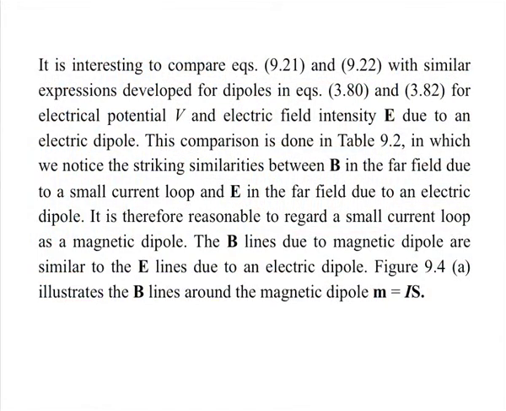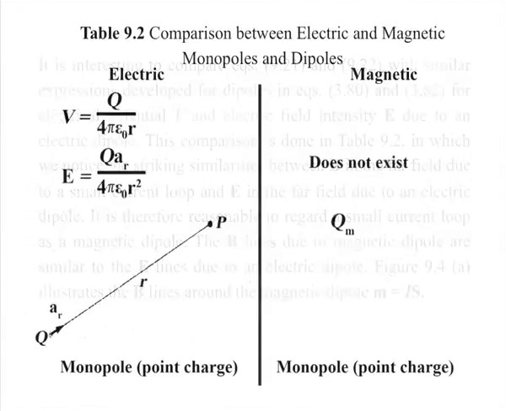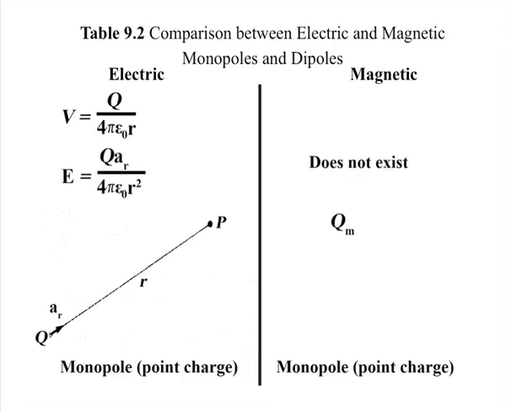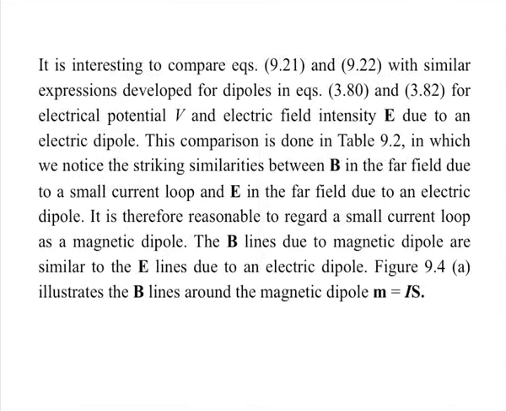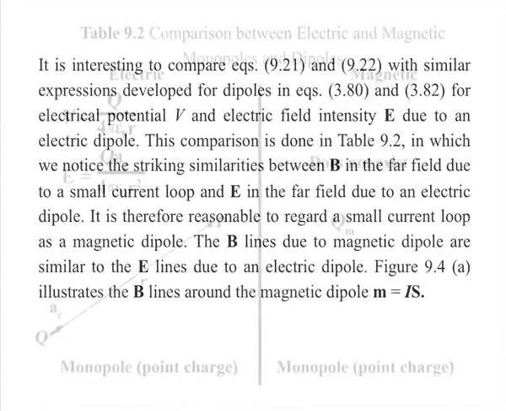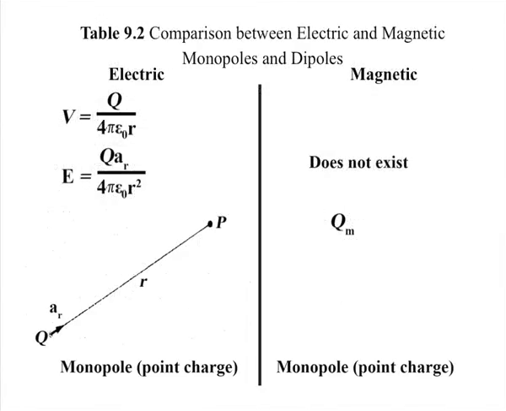It is interesting to compare equations 9.21 and 9.22 with similar expressions developed for dipoles for electric potential V and electric field intensity E in the case of electrostatics. The comparison is done in table 9.2, in which we see a striking similarity between magnetic flux density in the far field due to a small current loop and electric field intensity in the far field due to an electric dipole. It is therefore reasonable to regard a small current loop as a magnetic dipole. In table 9.2, there are two cases. The first is for a monopole and the second is for a dipole.